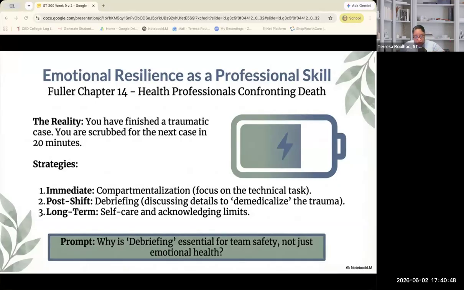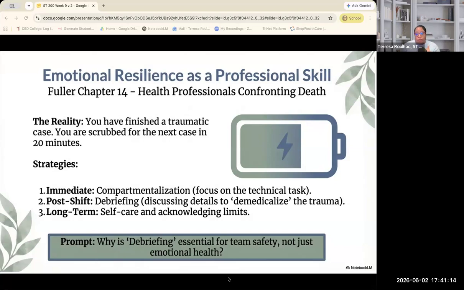But then there's a post shift debriefing. This is where teams kind of struggle, right? Debriefing allows the experience to be processed rather than buried or thrown in a room and locked. It moves the event from emotional intensity to structured reflection. That protects the team. That protects you.